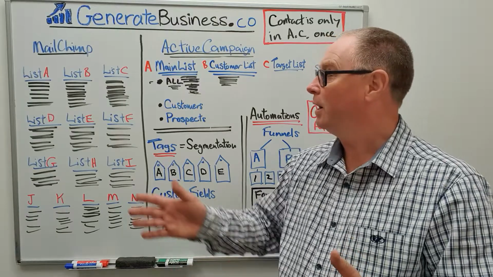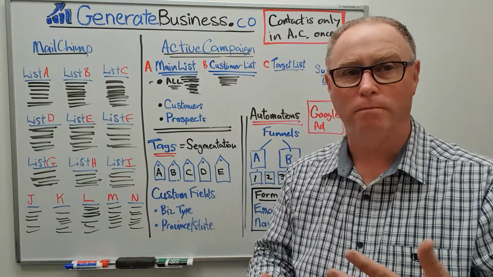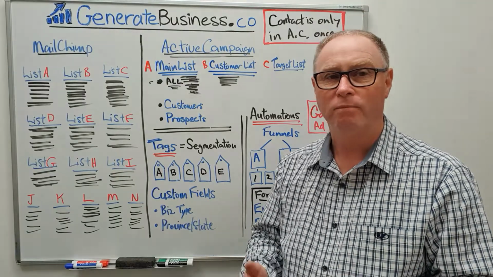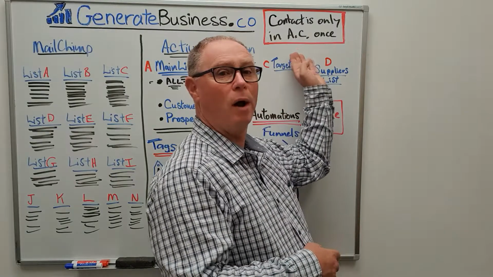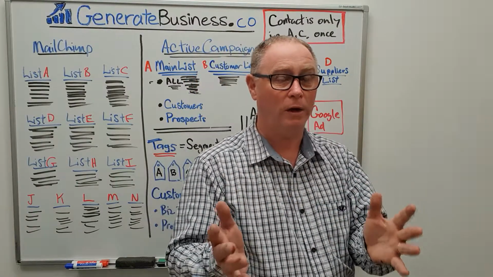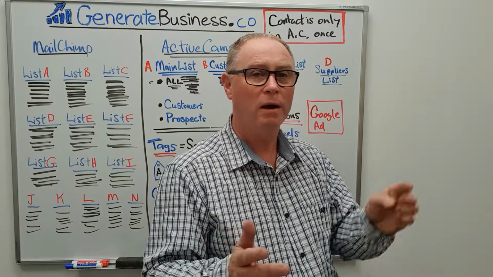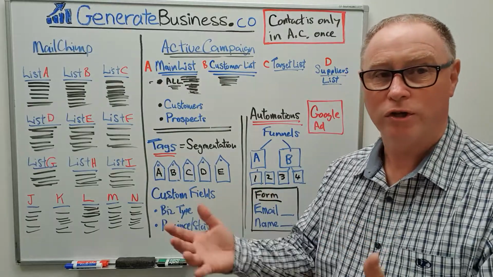In MailChimp, if someone's on list A and B and D and F, you get charged multiple times for that same client. In ActiveCampaign, it doesn't work that way. In ActiveCampaign, you're only in ActiveCampaign once. You might be on multiple lists for a couple of reasons, which I'll explain, but you're only charged once for that person in your system.